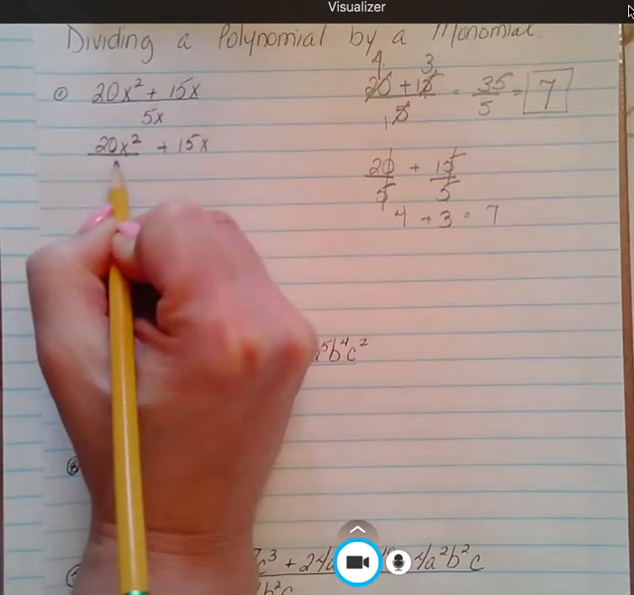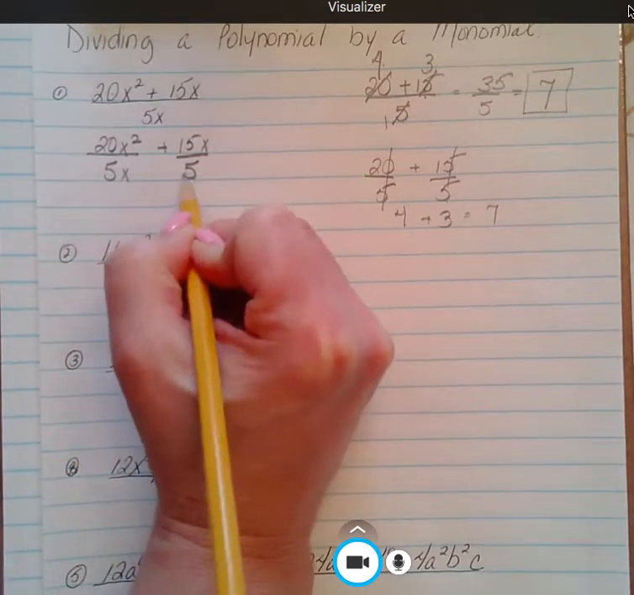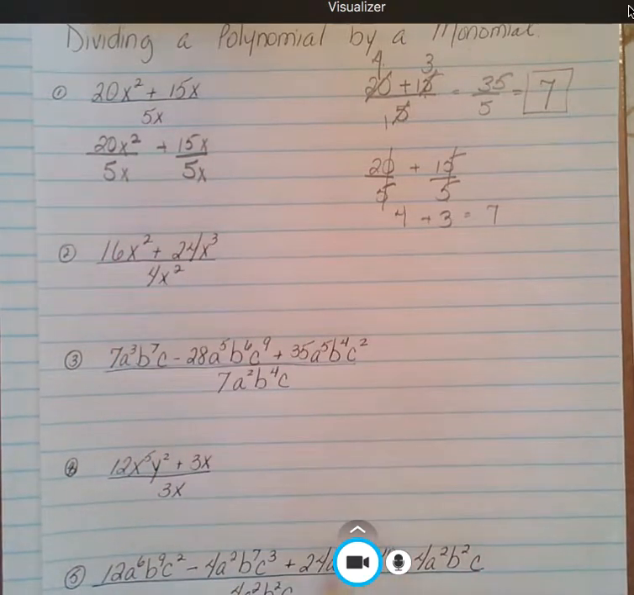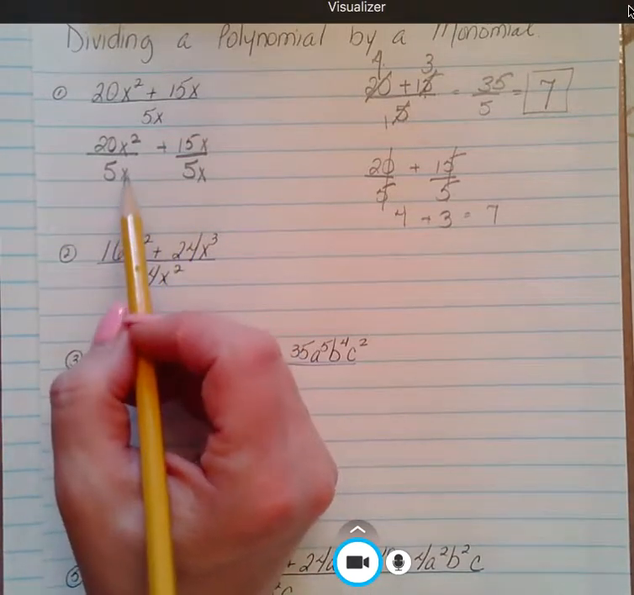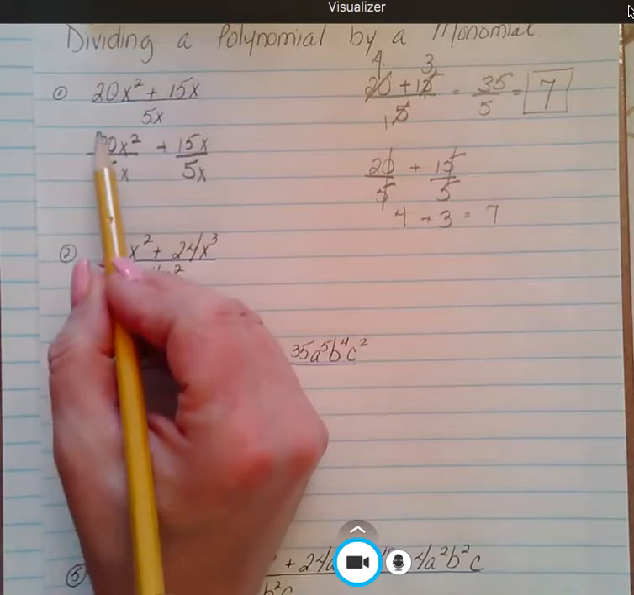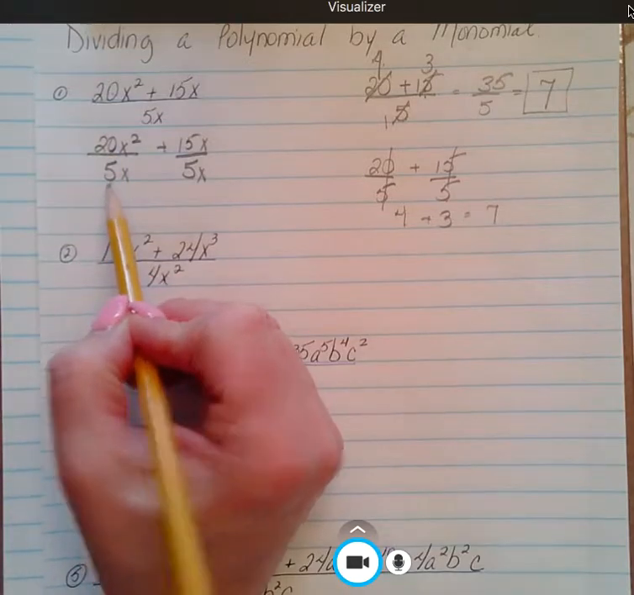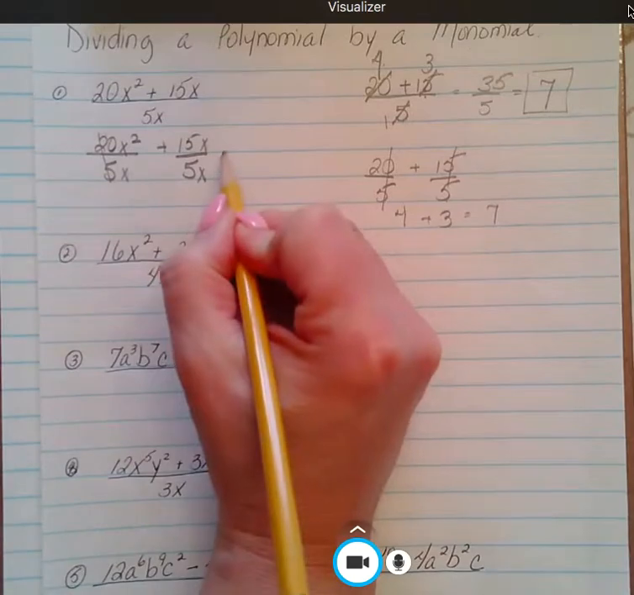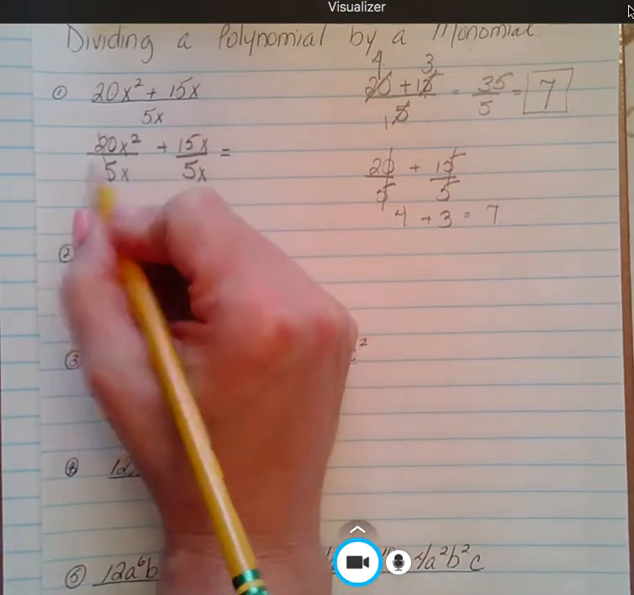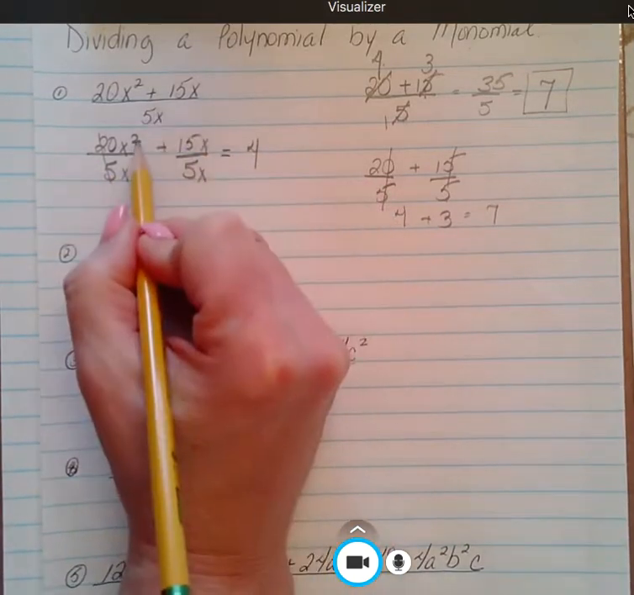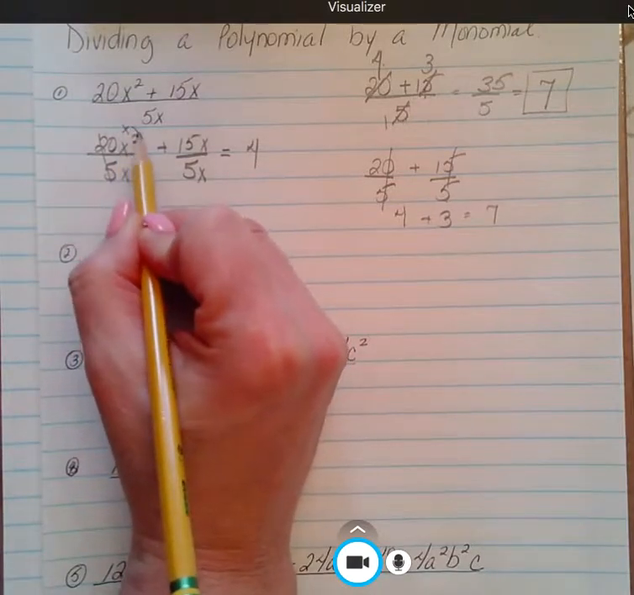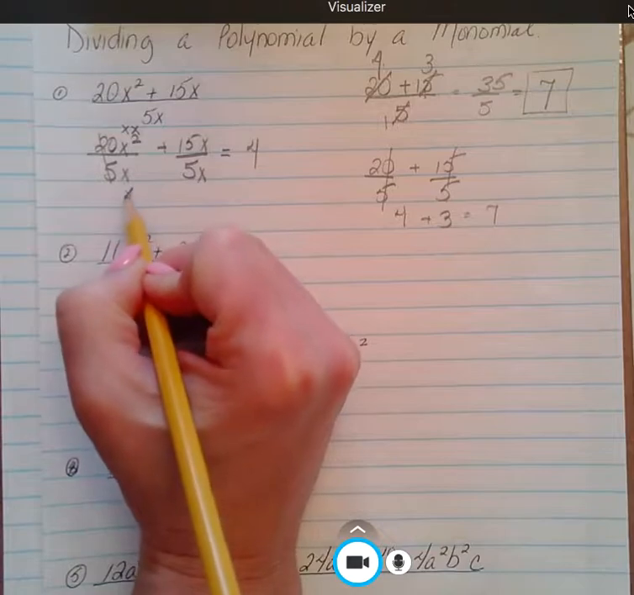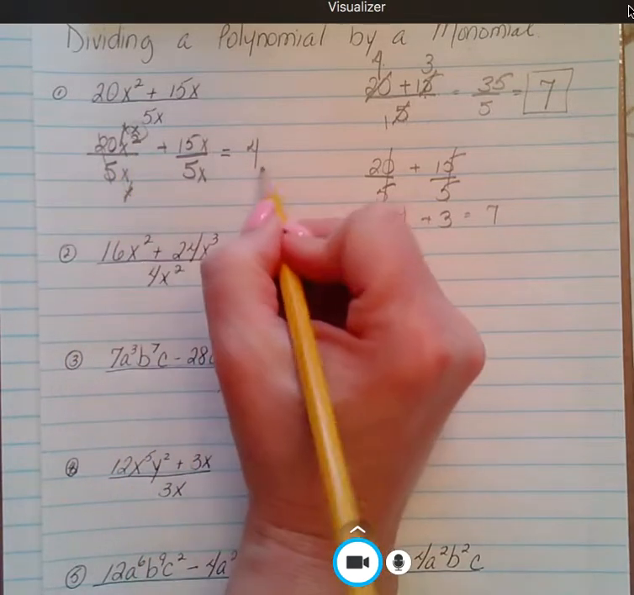20x squared over 5x, plus 15x over 5x. Okay, so let's check out what's happening here. So now I want to do each piece separately, right? So it's not overwhelming. So 20 and 5 reduce. Okay, well, we just did that. So that's going to reduce to 4. I'm going to write my answer over here. X squared over x. Well, x squared is 2 x's, and x is the 1 x, and I can cancel one of them, leaving me with x.